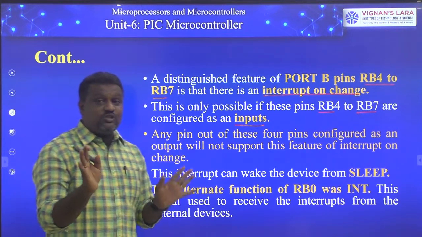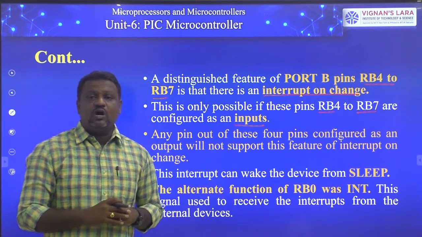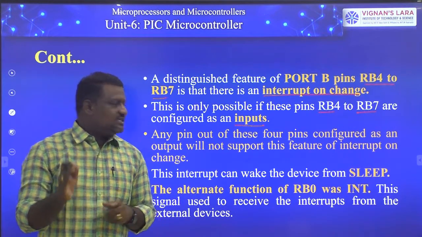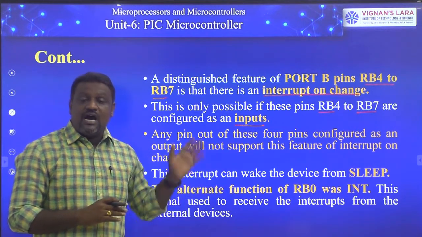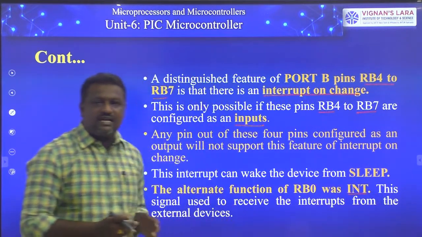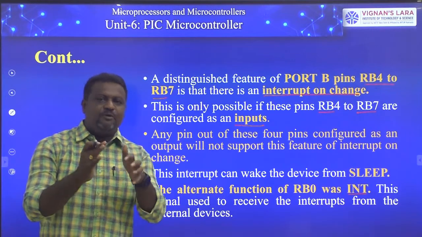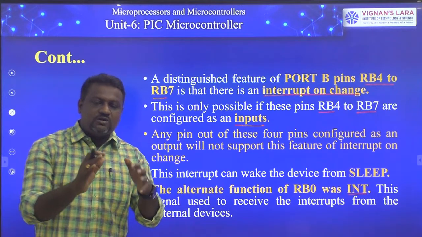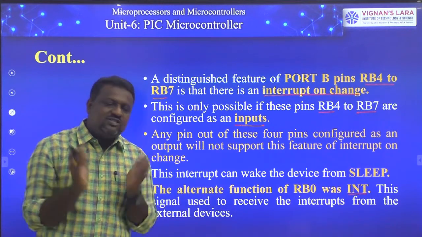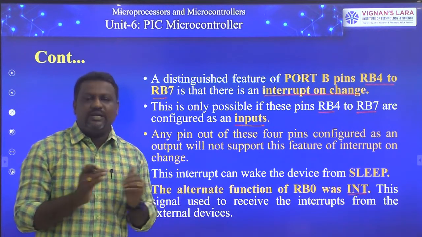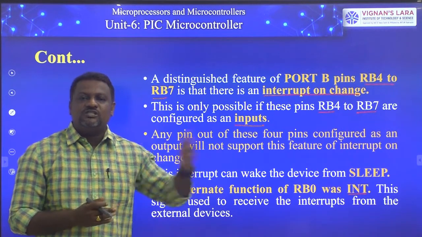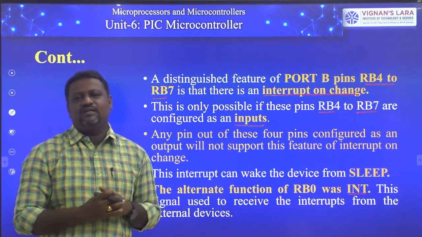The alternate function of RB0. Out of 8 signals, only 1 signal has an alternate function. That signal is RB0. RB0 acts as the INT signal. With the help of this INT signal, our PIC controller collects the interrupt signals from the external world. That means we consider this INT as a hardware interrupt, because with the help of this INT signal only, our PIC controller receives the interrupt signals from external devices.